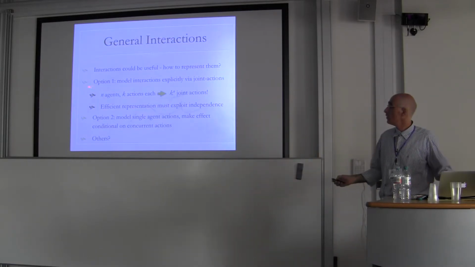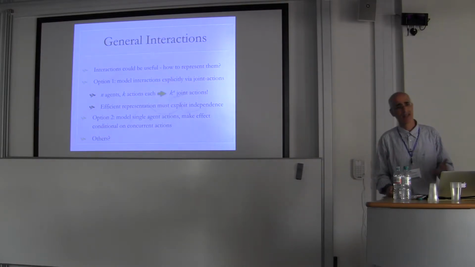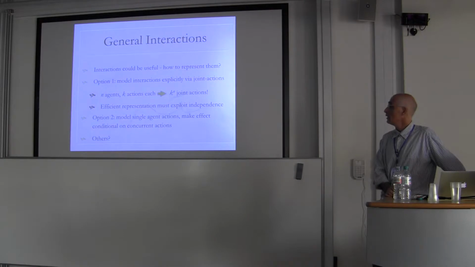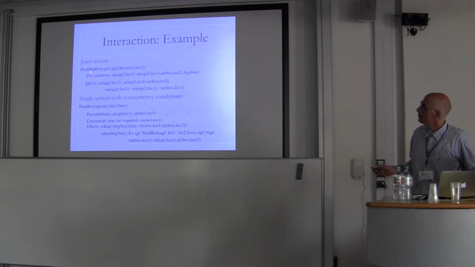The problem is that if you have n agents, k actions each, then you have an exponential number of joint actions. So you have a serious representation issue. So efficient representations have to exploit independence in some way. And one way of doing this, basically exploiting the independence, is rather than explicitly talking about joint actions, to still model single agent actions, but make the effects conditional on concurrent actions. These are just 2 options. There may be others that I haven't seen. So here's an example that illustrates this.